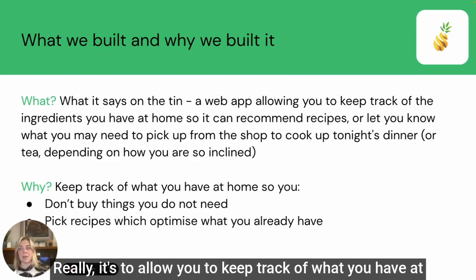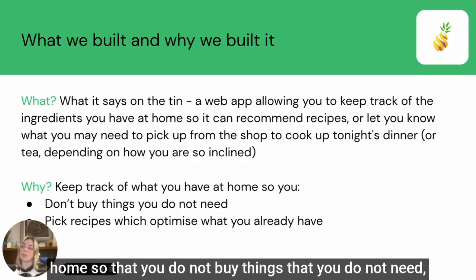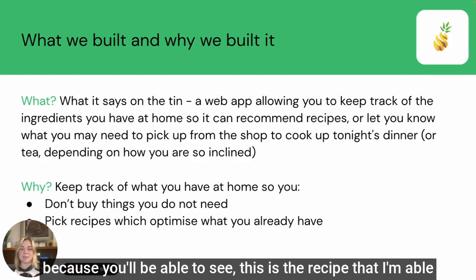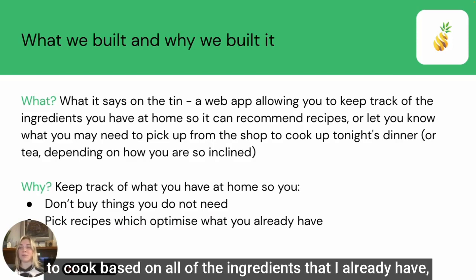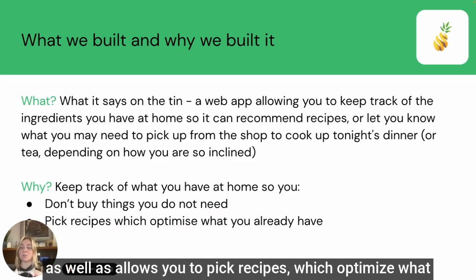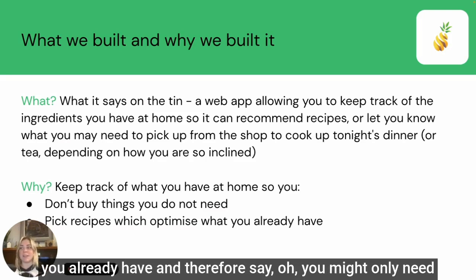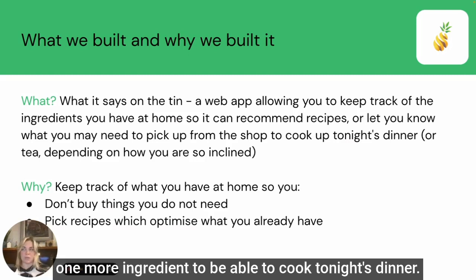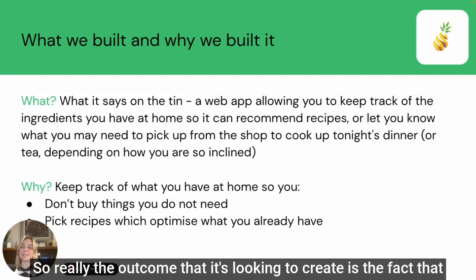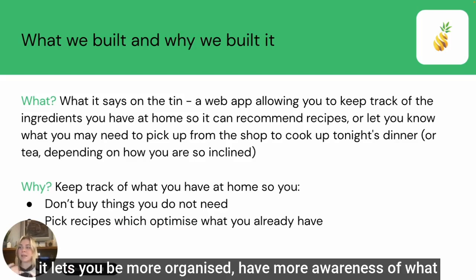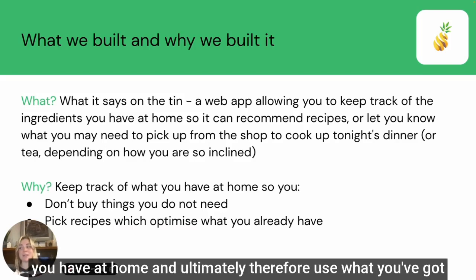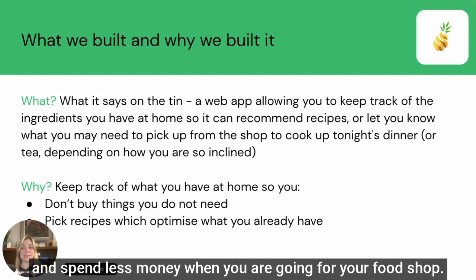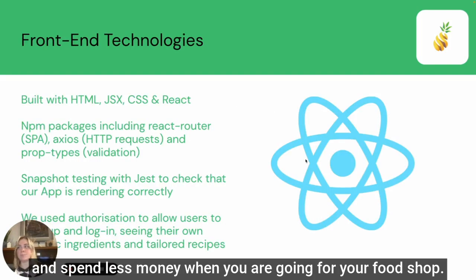Really, it's to allow you to keep track of what you have at home so that you do not buy things that you do not need, because you'll be able to see this is the recipe that I'm able to cook based on all of the ingredients that I already have, as well as allows you to pick recipes which optimize what you already have and therefore say, oh, you might only need one more ingredient to be able to cook tonight's dinner. So really the outcomes that it's looking to create is the fact that it lets you be more organized, have more awareness of what you have at home, and ultimately therefore use what you've got and spend less money when you are going for your food shop.